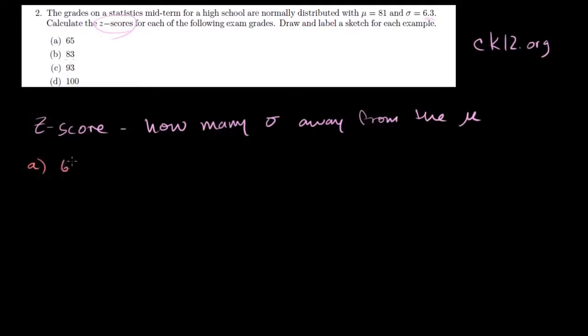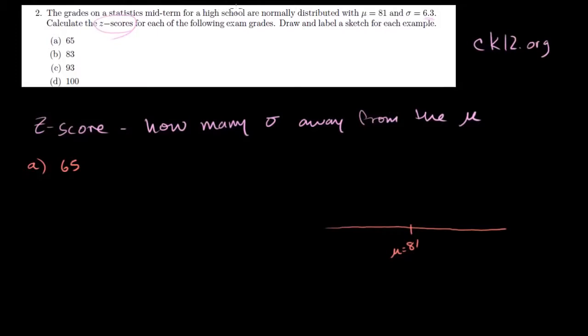So we have 65. So first we can just figure out how far is 65 from the mean. Let me just draw one chart here that we could use the entire time. So if this is our distribution, we have a mean of 81. That's our mean. And then a standard deviation of 6.3.